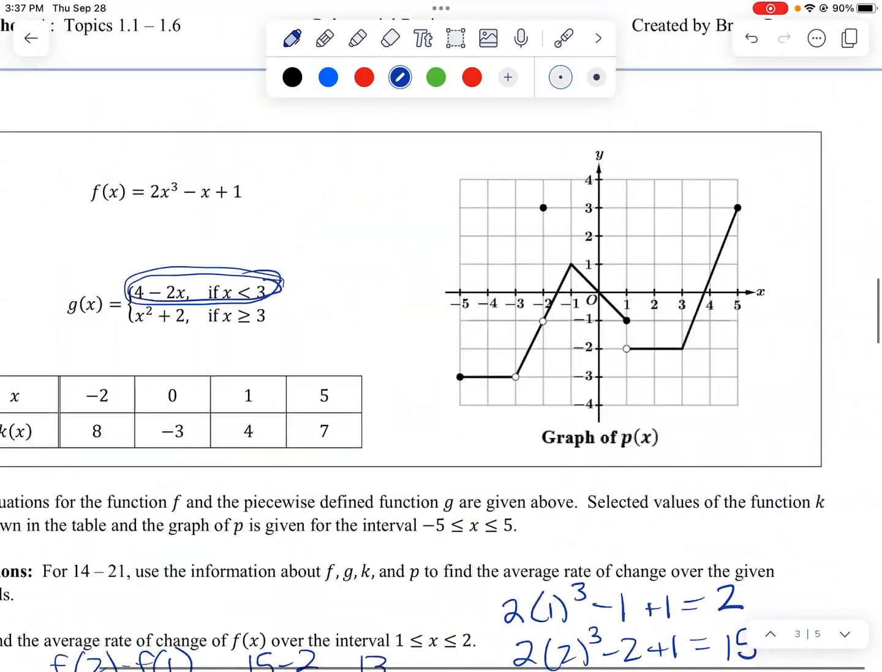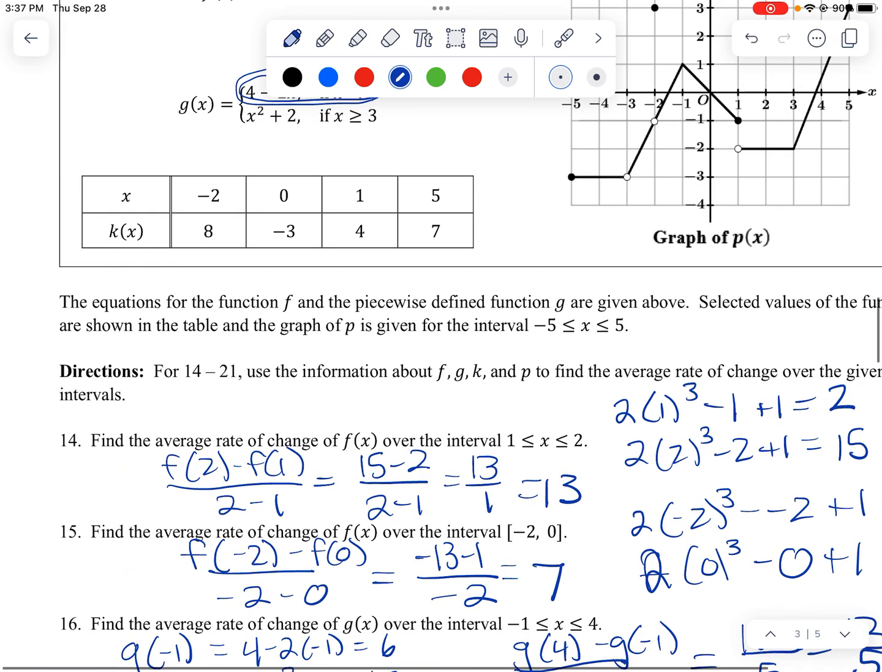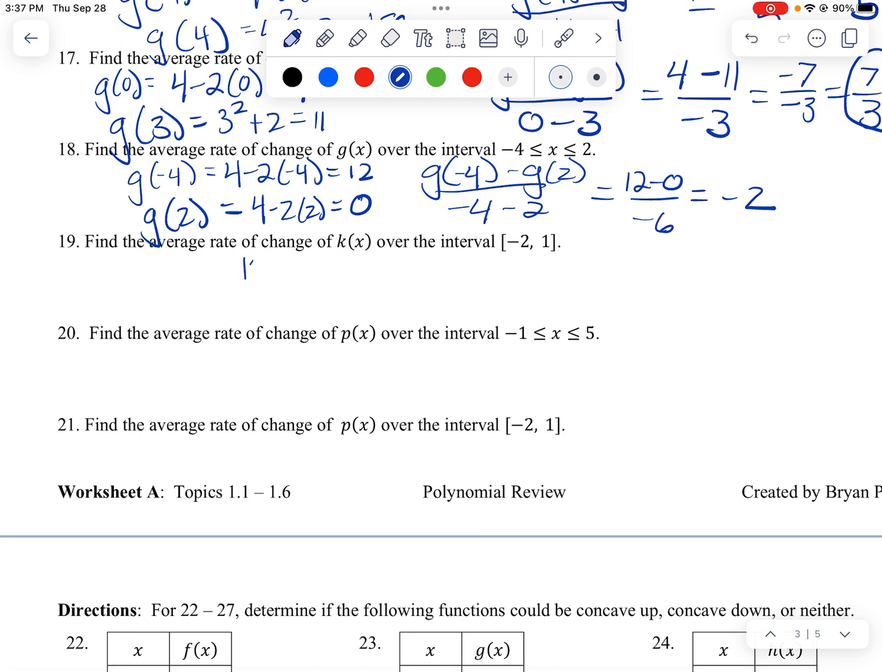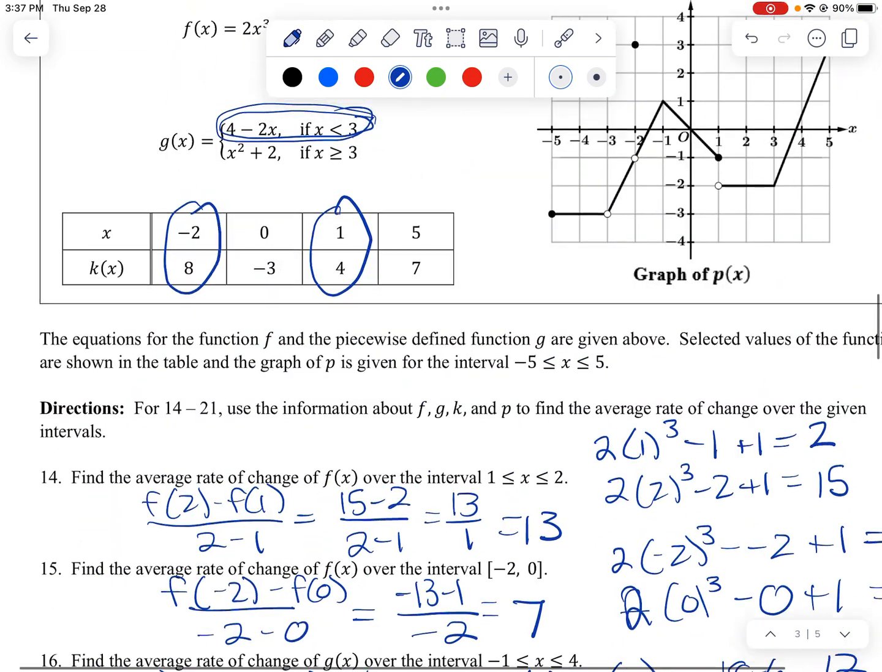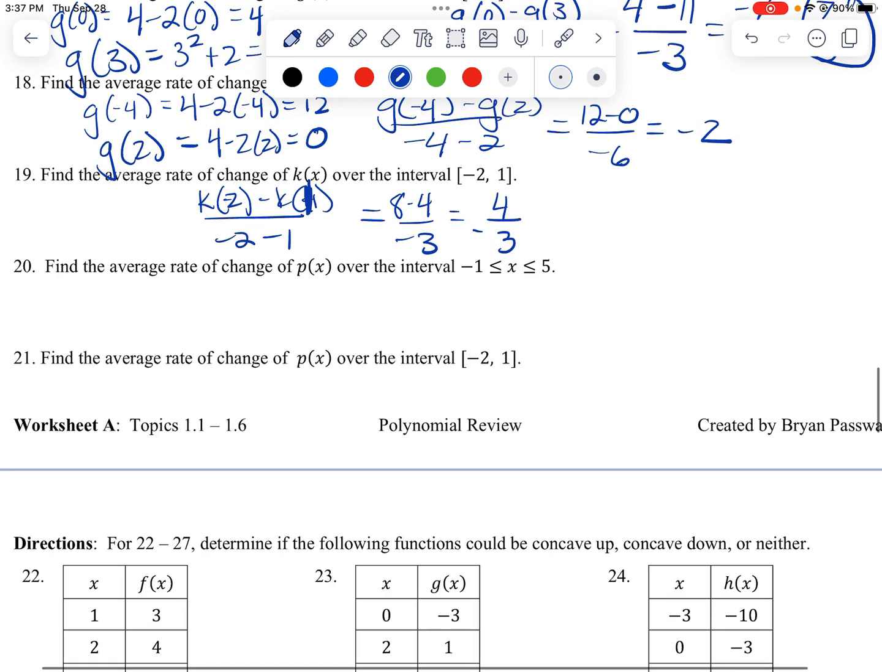Find the average rate of change of k. So k is that table. So negative 2 to negative 1. All right. So k of negative 2 minus k of negative 1 over negative 2 minus 1. Oh, sorry, that's just a 1. So over negative 3 and k of negative 2, so we have 8 minus 4. So we have negative 4/3.